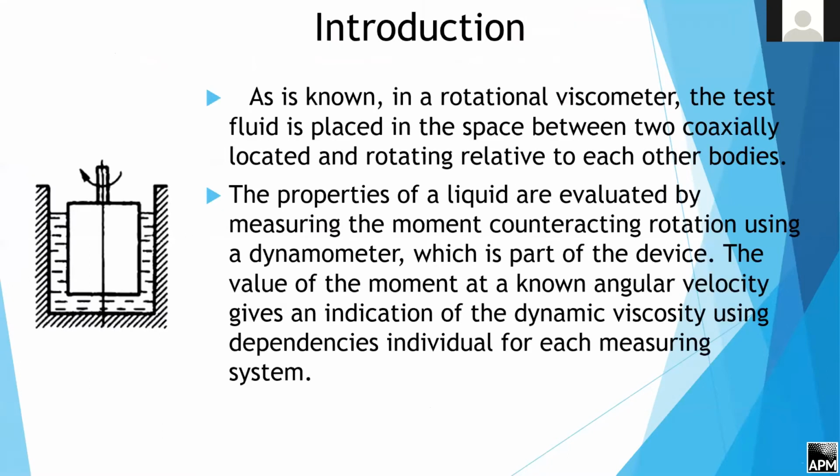As is known, in a rotational viscometer, the test fluid is placed in the space between two auxiliary bodies rotating relative to each other. The internal friction of the test fluid, called viscosity, prevents this rotation. Thus, the measurement of fluid viscosity is reduced to measuring the moment of resistance to rotation at a known shear rate.